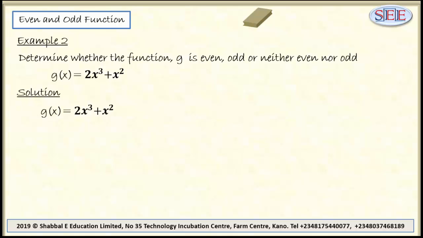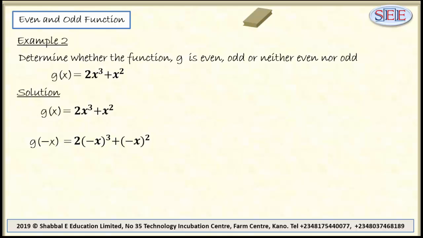To find out whether the function is even, we are to find g of minus x. So g of minus x simply means wherever I have x in the definition of the function g, I should replace that x by minus x. So replacing x by minus x in the definition, I will now have 2 times minus x raised to the power of 3 plus minus x whole squared.